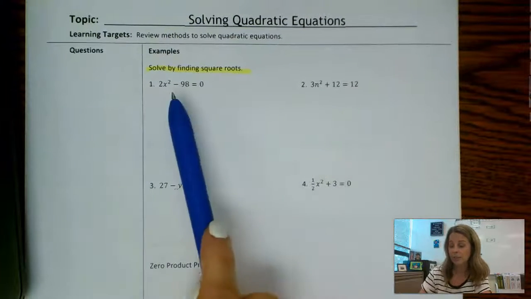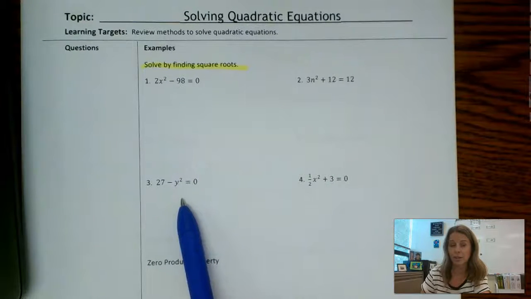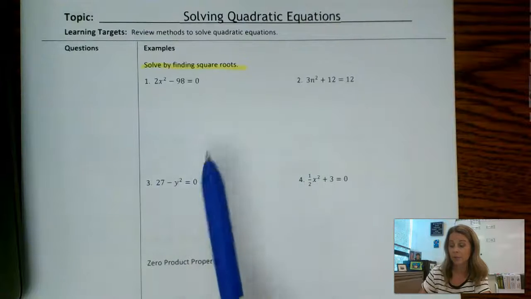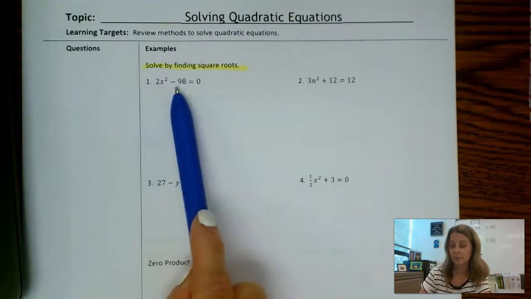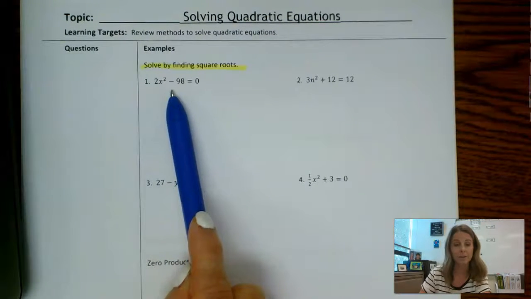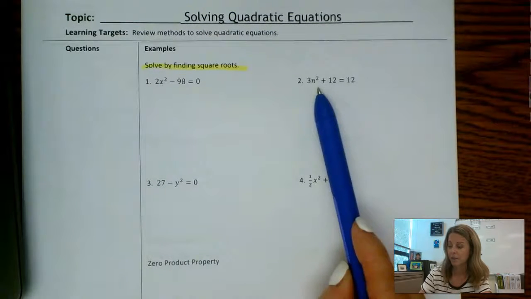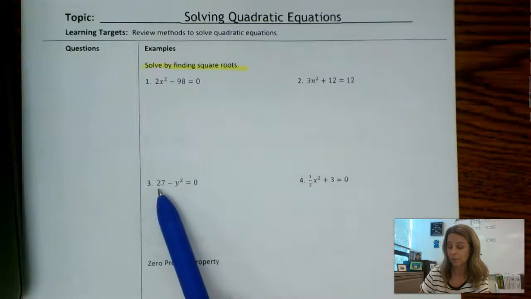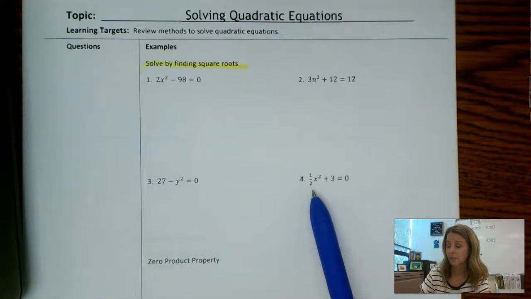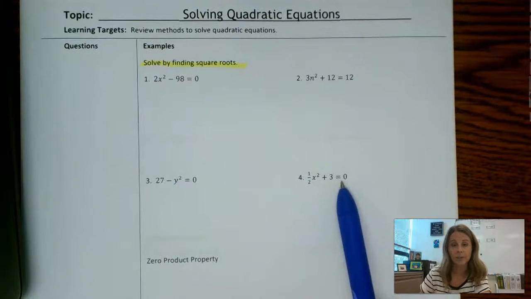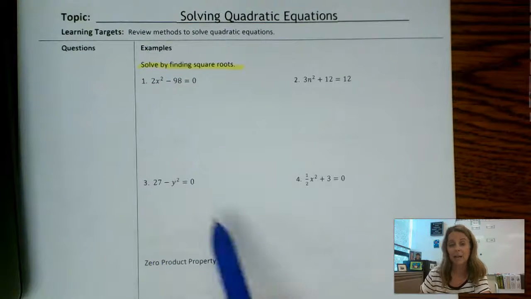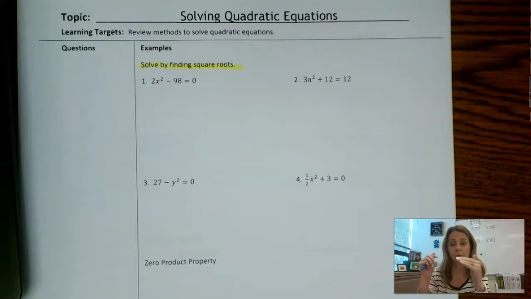So if you notice these first four equations, they contain the a value and the c value in a quadratic equation. 2x squared minus 98. There's no b value. There's no term with just an x on it. 3n squared plus 12. 27 minus y squared. 1/2 x squared plus 3. So when we see that, we can solve it like a linear equation where we isolate x squared, get it down to a point, and then we take the square root of both sides. So let's start on this first one.